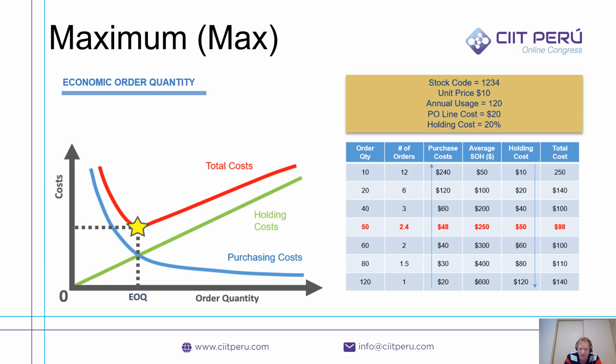So you can see as we continue to go down to the red line there, that's where it meets our economic order quantity. So when we order 50, our purchasing costs are $48, our holding cost is $50, and the total cost is $98. So that's the economic order quantity. And then you see as the order quantities start to rise after that, the total cost value goes up. So there is an economic quantity which is financially best to purchase.